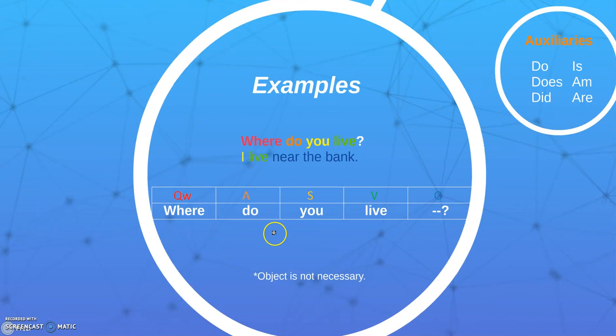Now, if we put all of this together, we can get a question such as, where do you live? An answer to this could be, I live near the bank. So I set up a chart here to separate each element of the question. As we can see, the question word is where in this sentence, and the auxiliary is do. Notice here how we do not have an object in this question. This is perfectly normal because we do not need every element to make a question necessarily. The object can often not be included. They just simply need to be in the right order.